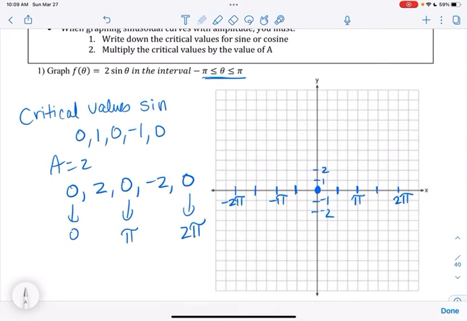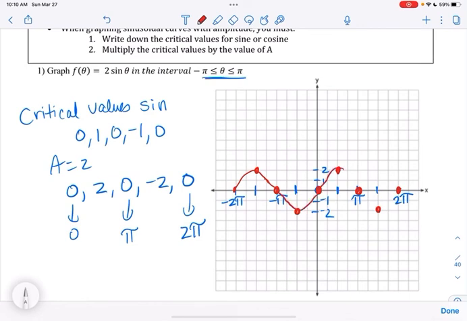So my graph, maybe I'll do it in a different color for us. So I'm starting at 0. My next value is 2, then it's 0, then it's -2, and then it's 0. All right, and then just go in the opposite direction. So I'm at 0, so that's going to be -2, 0, +2, 0. So here's my graph.